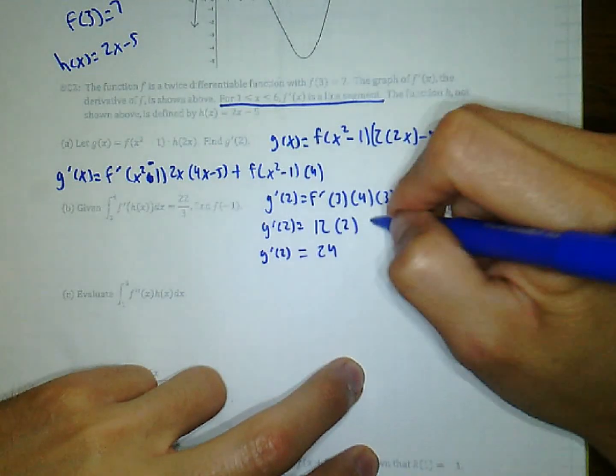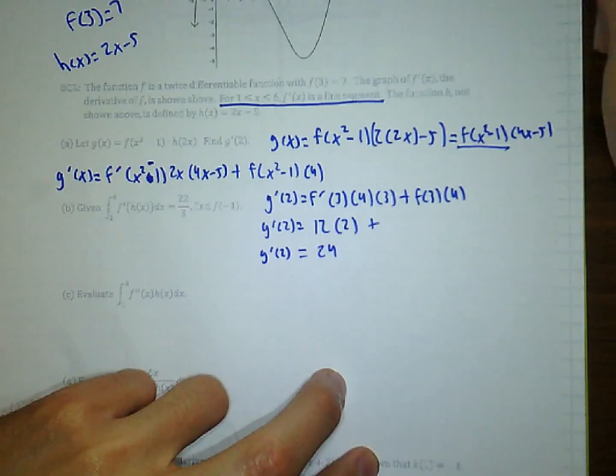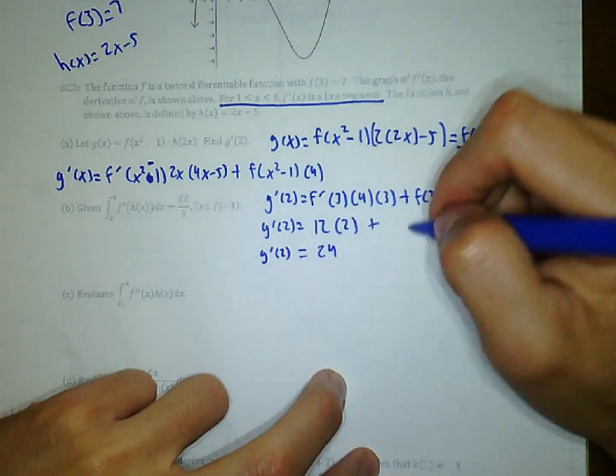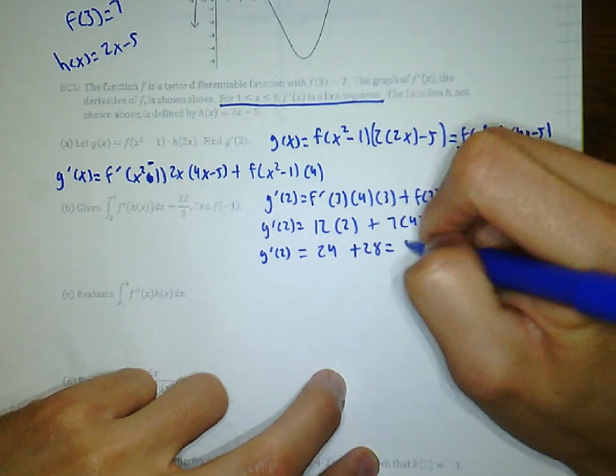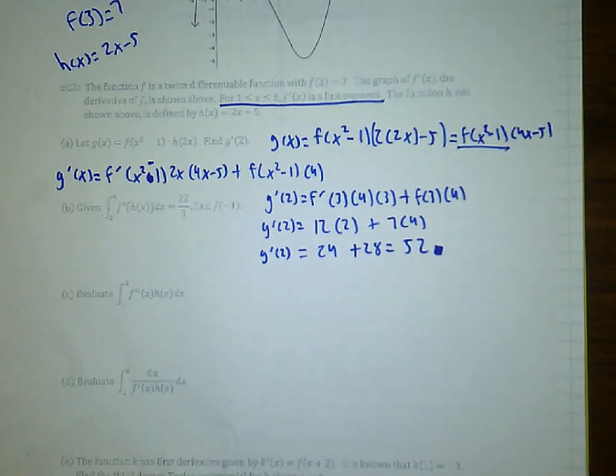And on this side, f of 3, well, f of 3 was given to us. F of 3 is 7. So 7 times 4, and 7 times 4 is 28, which in this case gives us 52. And I think that's what they will be looking for there. You don't have to go any further than that.